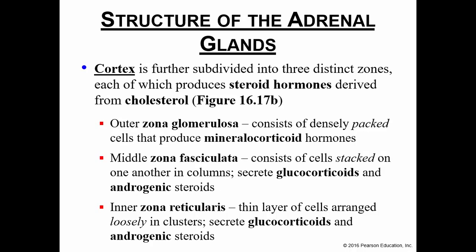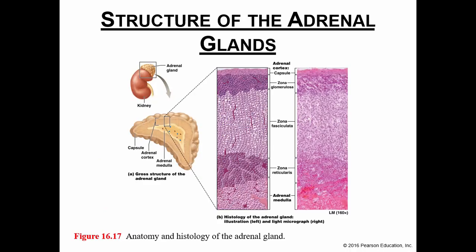Now, the cortex has 3 zones, and they are very distinct, and they make steroid hormones. This cortex makes steroid hormones from cholesterol. The outer zone, right up here at the top, is the zona glomerulosa, and you see how the cells there are packed tightly together? Outside of it, that's just a capsule. And then the cells kind of get in rows. That's the zona fasciculata. And then down here, this is the zona reticularis, and the cells are kind of irregularly arranged here. And then you have the adrenal medulla below that.